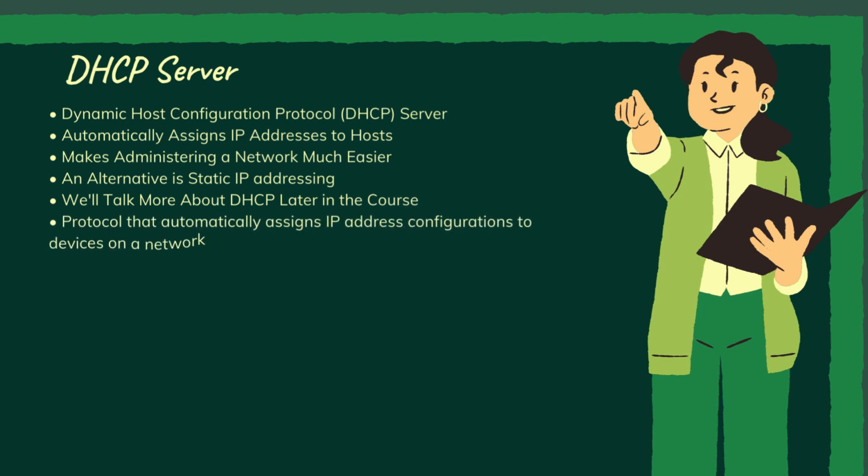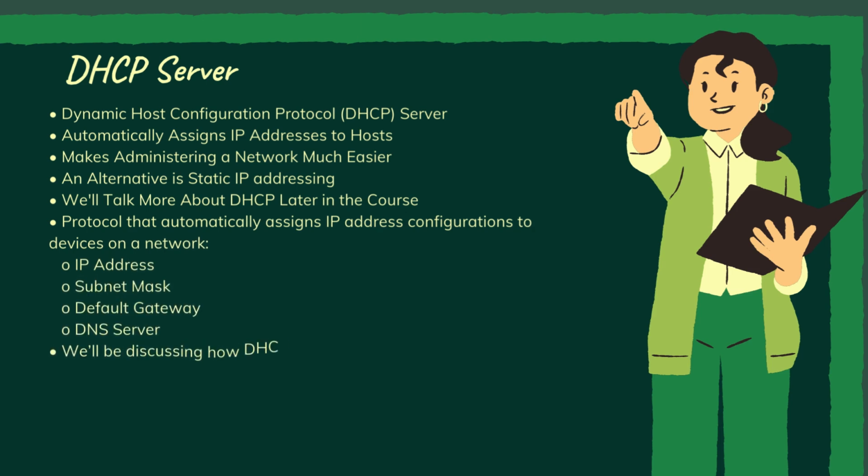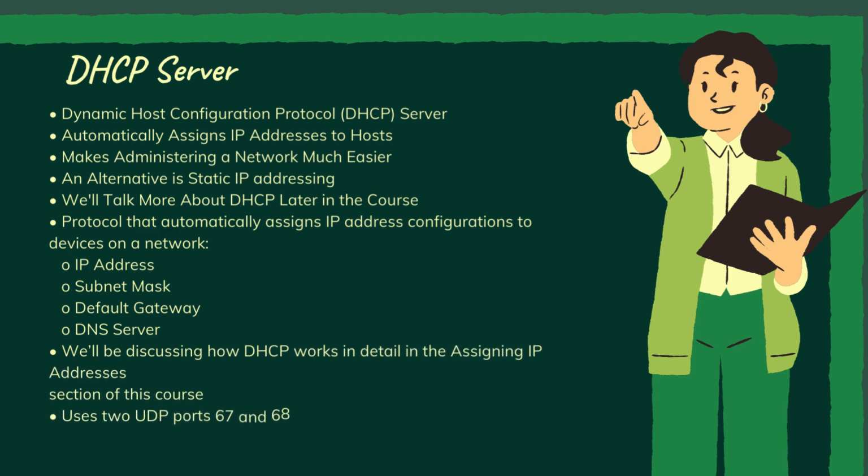A protocol that automatically assigns IP address configurations to devices on a network: IP address, subnet mask, default gateway, DNS server. We'll be discussing how DHCP works in detail in the assigning IP addresses section of this course. Uses two UDP ports, 67 and 68, covered in protocols and port numbers.